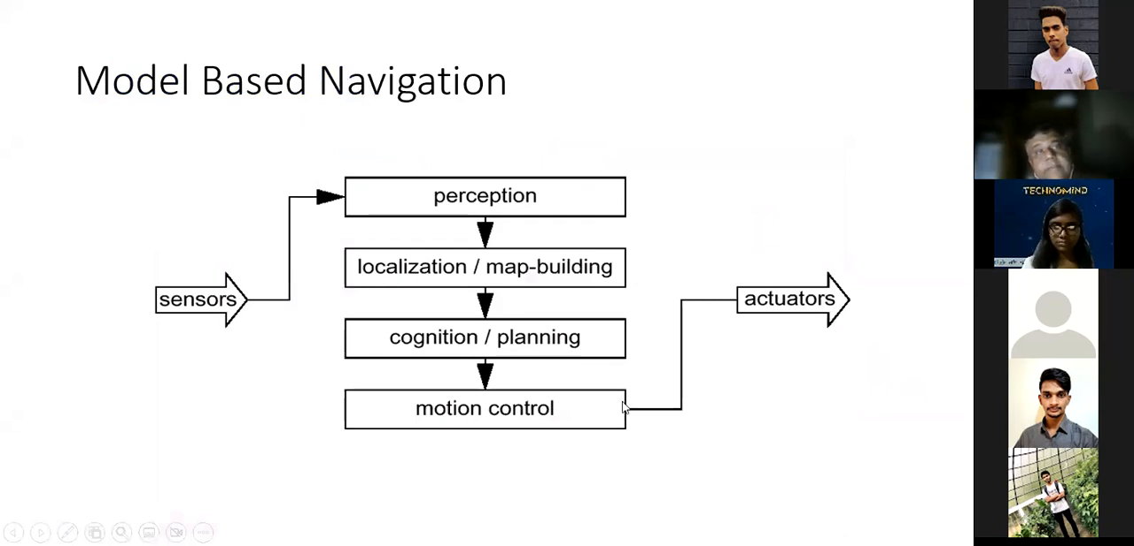And to control a robot, there are two main approaches. I will briefly explain those two, thinking that might be useful for your work. One is called model-based navigation. That is the one I explained a little earlier. We take inputs from sensors and perception, localization, cognition, and motion control, step by step. Right? So this is called model-based navigation, and this approach is suitable for certain tasks, depending on the task.